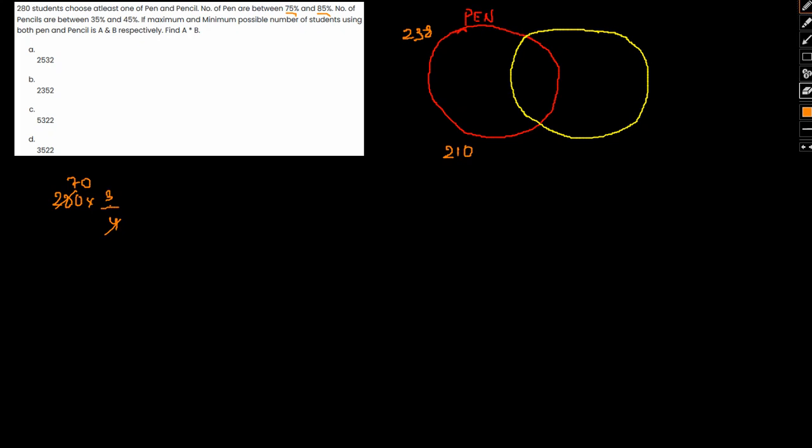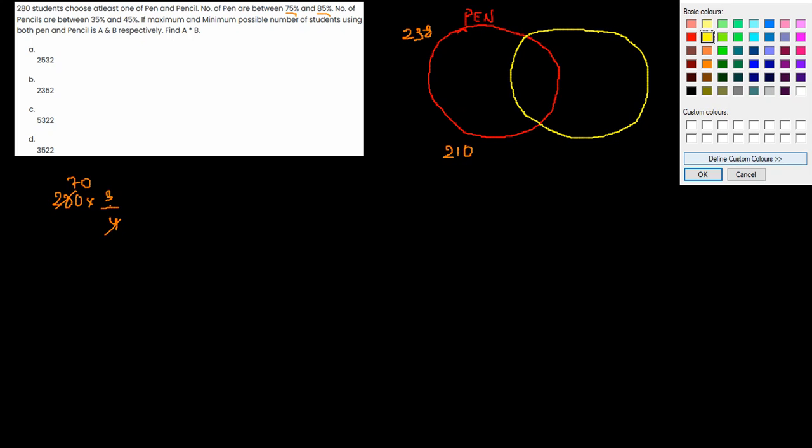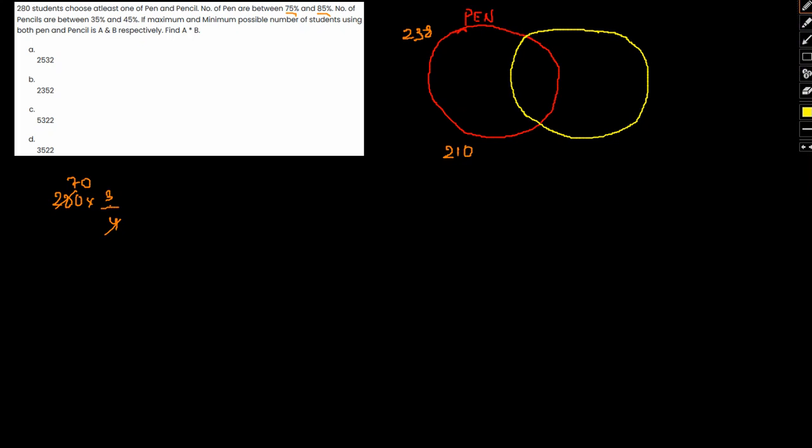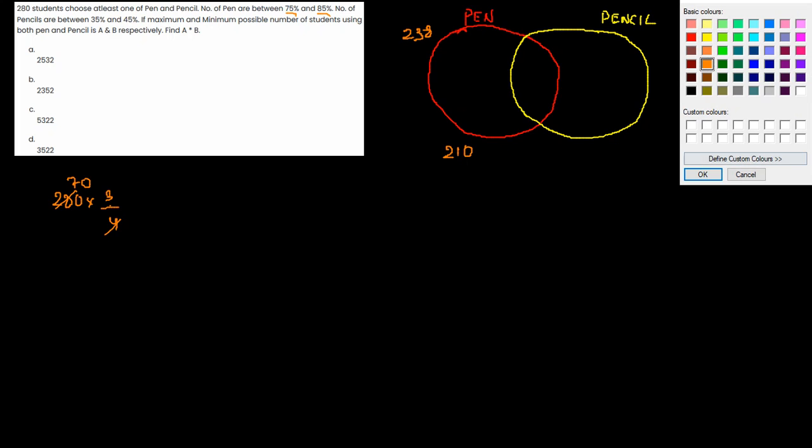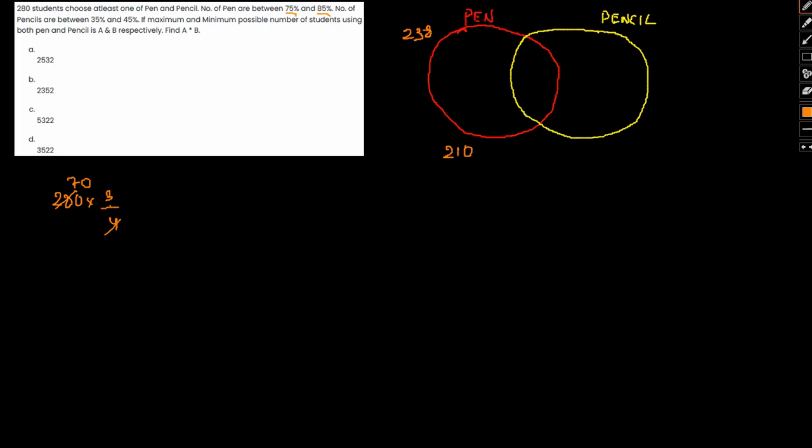And this one being pencil. If you talk about pencil, pencil lies from 35% to 45%. So 35% to 45% of the same would be from 98 to 45% being 126.